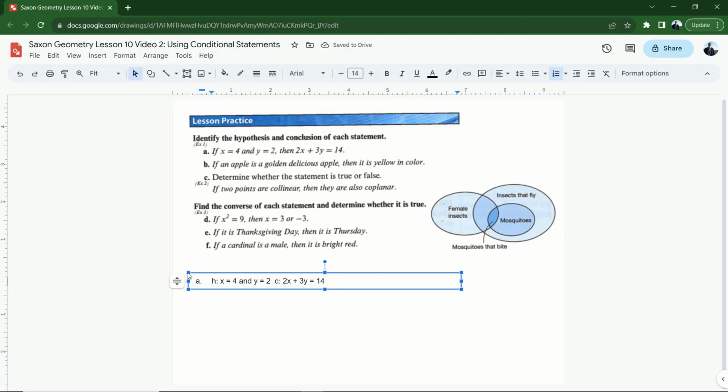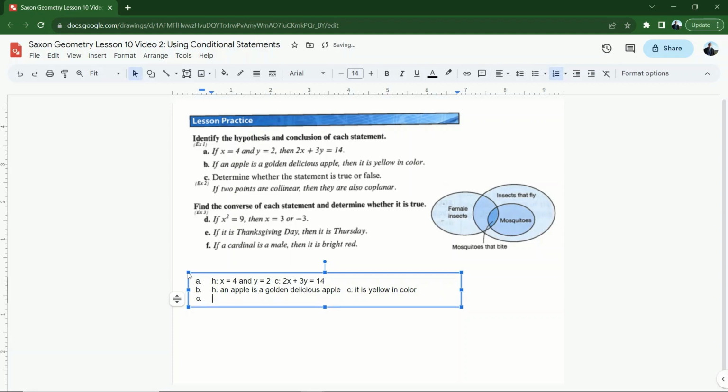Hey, it doesn't ask me to evaluate the truth of the statement, so let's just quietly move along before I'm asked to solve some equations. All right, letter B. If an apple is a golden delicious apple, then it is yellow in color. Hypothesis: an apple is a golden delicious apple. Conclusion: it is yellow in color.